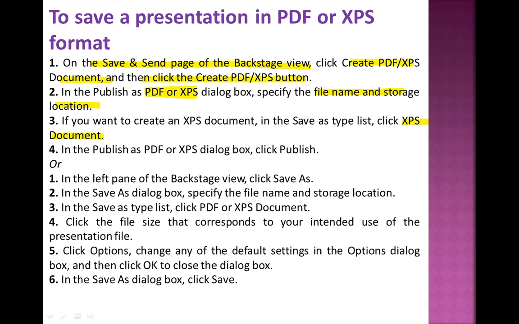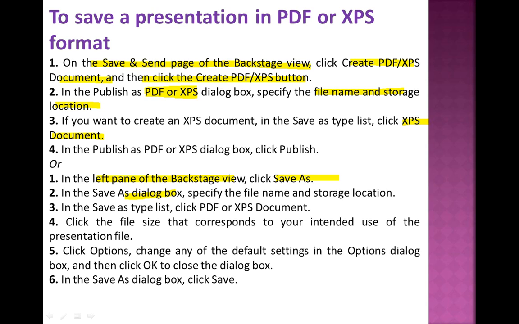Then in the Publish as PDF or XPS dialog box, click on the Publish button. Whenever I click on Publish, that presentation will automatically be saved in the XPS or PDF format. Either I can opt for these four points, or go to the left pane of the Backstage view and click on the Save As button.